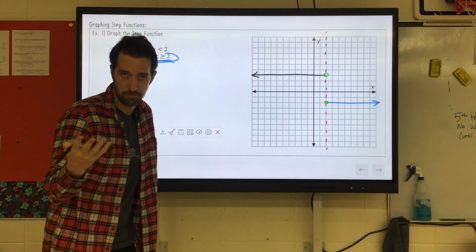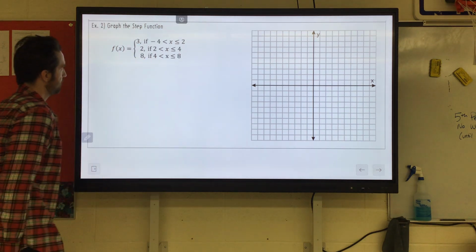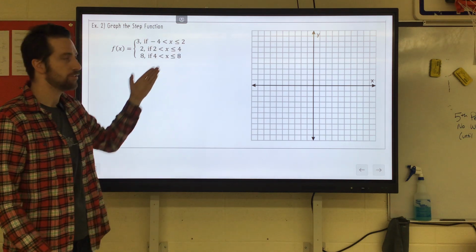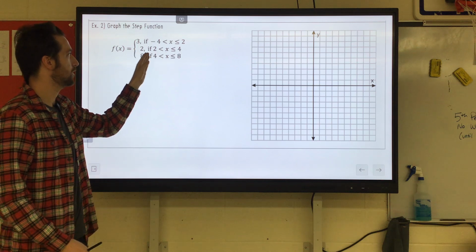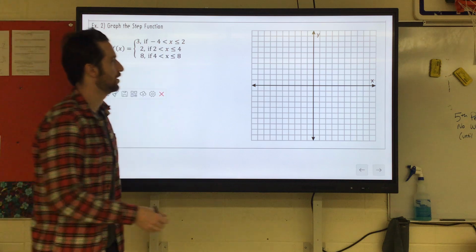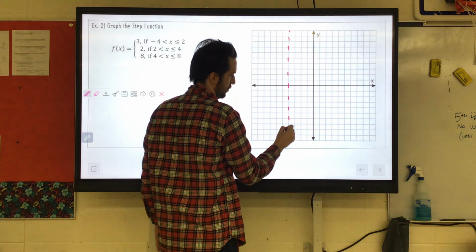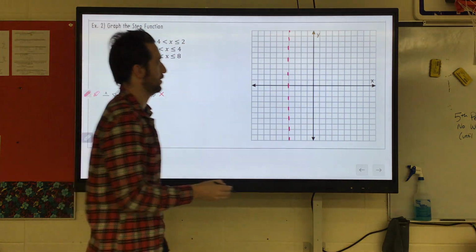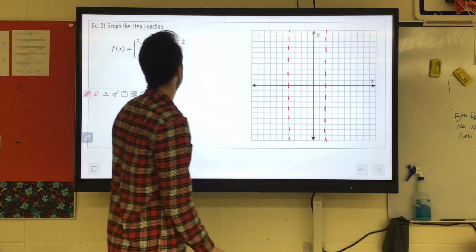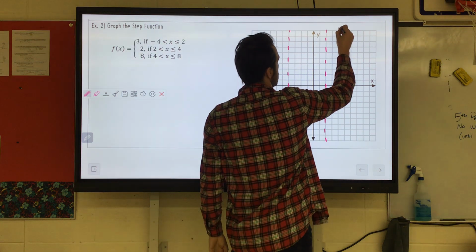It's not too challenging. So let's try some more. Now if you look here, we have a range from negative 4 to 2, one from 2 to 4, and 4 to 8. So we're going to draw some boundary lines at negative 4, 1, 2, 3, 4. We're also going to have one at positive 2, and positive 4 and positive 8.